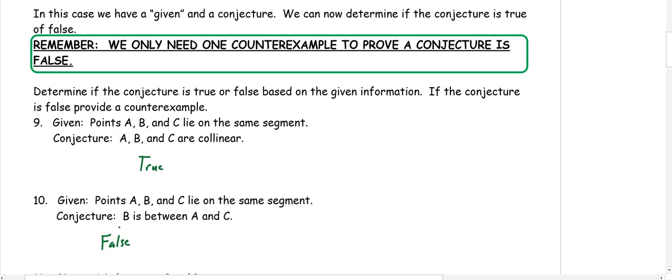Just because they lie on the same segment doesn't mean all the letters go in the same order. So we might be able to change it and do B, A, C. So in this case, A was in the middle instead of B.